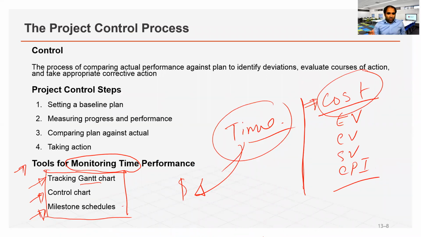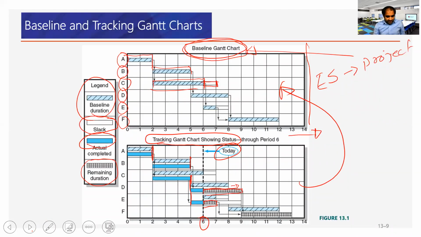Okay, so time and cost. For time, we have the tracking Gantt chart, control chart, and the milestone schedule. For the cost performance, we have a number of terms that we have to look into. Three different tools for monitoring time: tracking from the baseline Gantt chart and tracking Gantt by comparing after every time step what the status of each activity is and how this is tracking with the baseline Gantt chart.